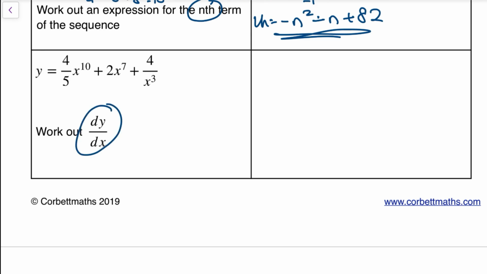Right, nice straightforward one. Just dy dx, last question of the month. So let's just do it straight off. Don't need to do anything with it, just need to work it out. So dy dx, so bring down the 10. 10 divided by 5 is 2. 2 times 4 is 8. So that's going to be 8x to the power of 9.